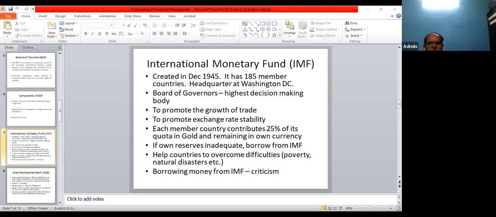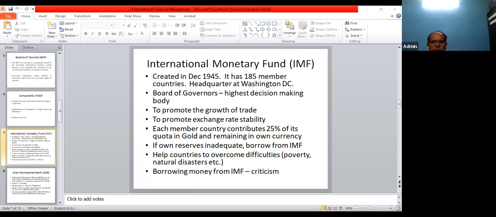Now, with this view, the objectives of the IMF: number one, to promote the growth of trade. This was their prime objective, because they wanted cross-border business, whether it is food, grain, or maybe some cloth, etc. For that kind of business, there has to be growth in trade. And then the second objective, to promote exchange rate stability.